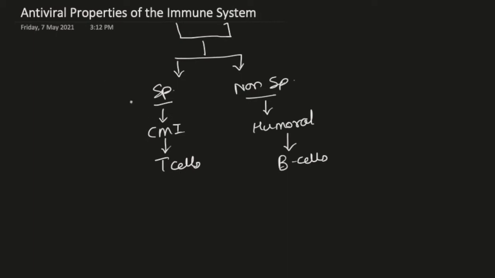Among T cells, there are two different subsets, which are T helper cells and T cytotoxic cells. Whereas in case of B cells, there is the involvement of plasma cells, and these plasma cells later on help in the production of various antibodies.